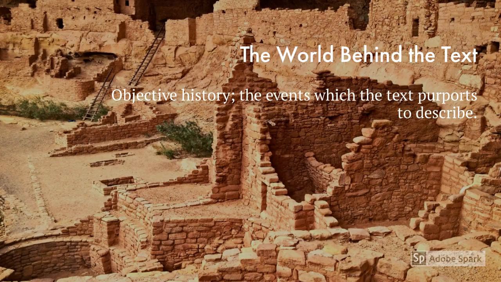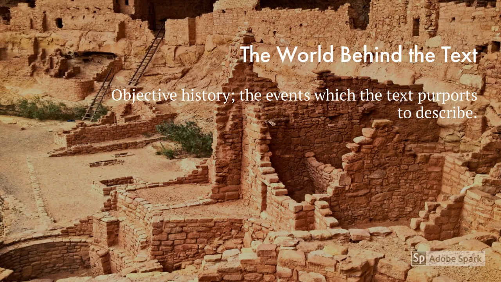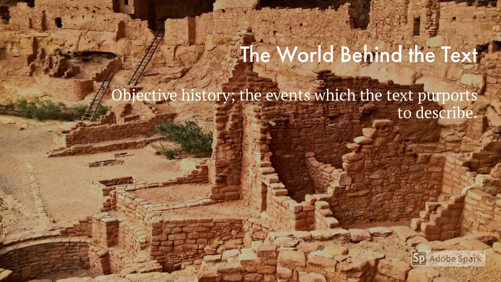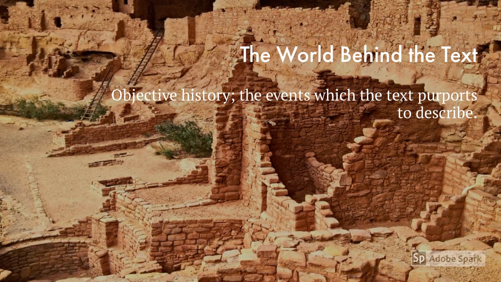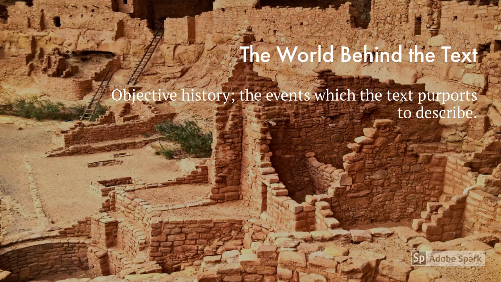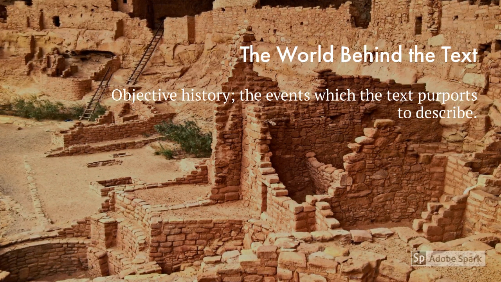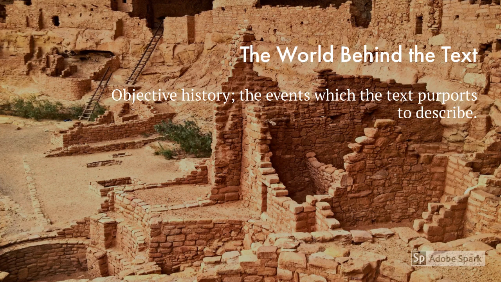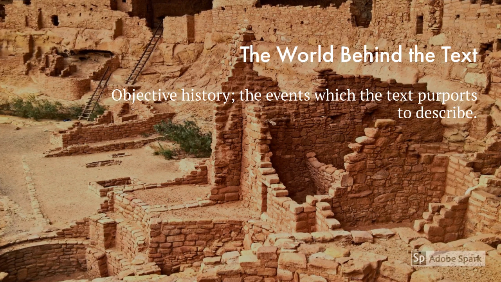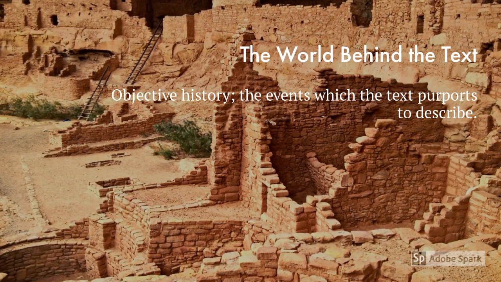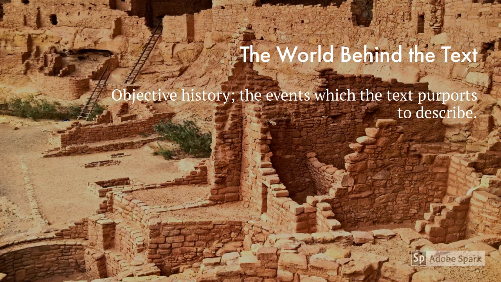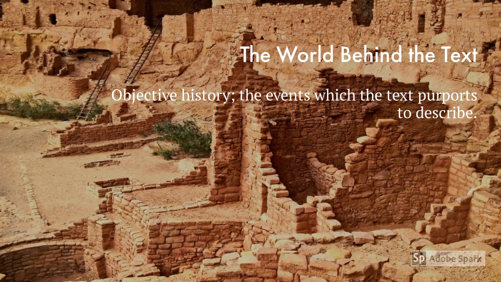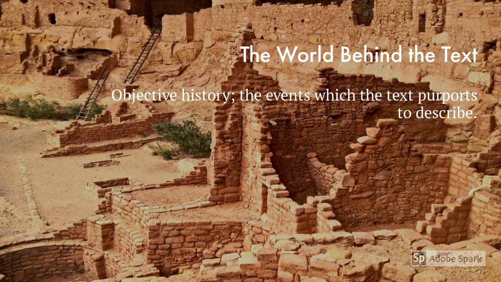The world behind the text refers to the external events of objective history which a text may purport to describe. If Abraham was a real historical character, whatever events actually happened to him that may stand behind the Abraham stories in Genesis took place in the world behind the text. These events may be identical to what we read in the text, but then again they may not. Even if they are, the distinction is important.